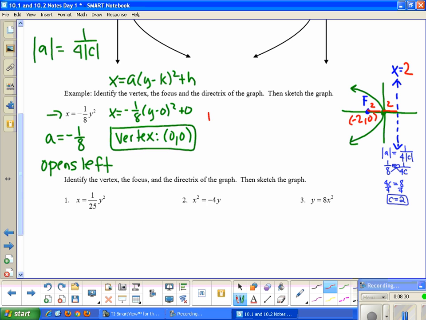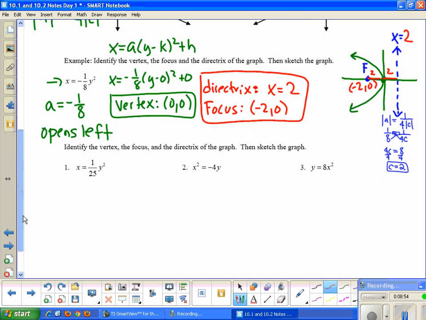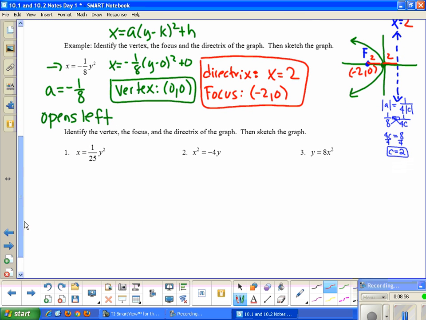So in this case, the directrix is then x equals 2, and it's a line, so you have to write x equals. And my focus is at -2, 0, and it's a point, so you need to write it as a point. So this would be everything they need to know. So let's go ahead and do another one. So let's look at number 1. Identify the vertex, focus, and directrix of the graph, and then sketch the graph.